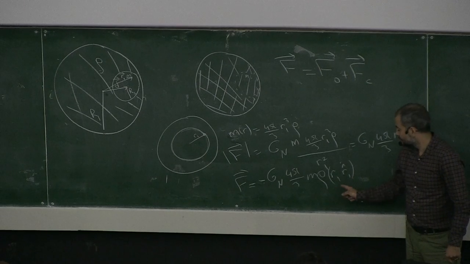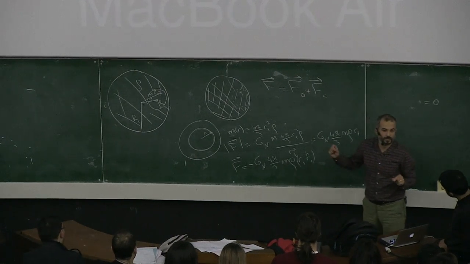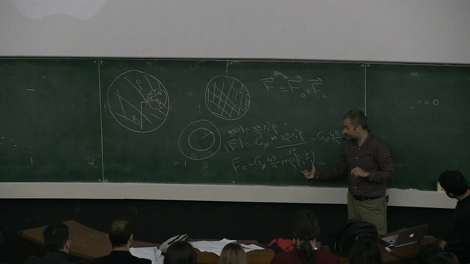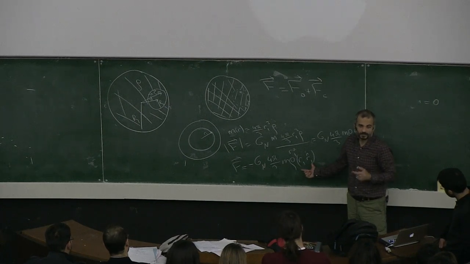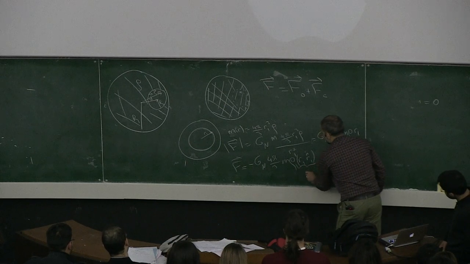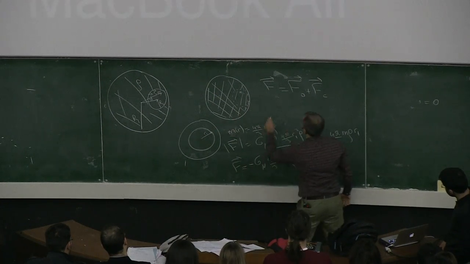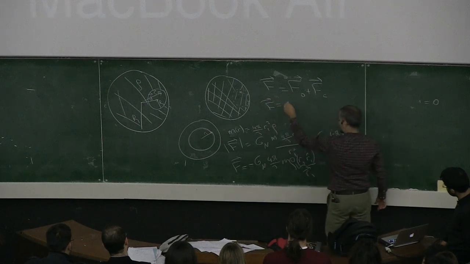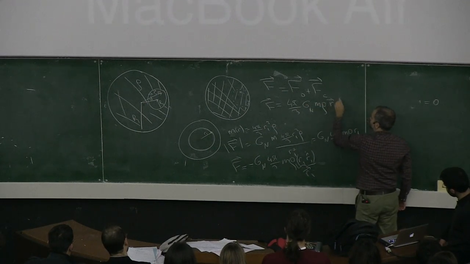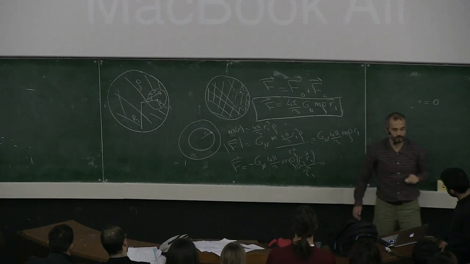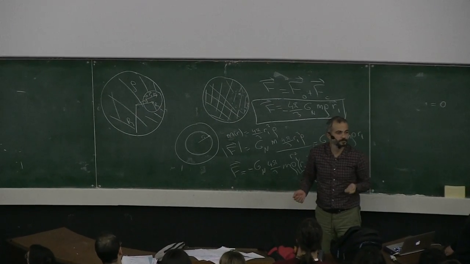Let's look at this vector. R1 hat is a unit vector in the direction that R1 is pointing. R1 is the length of this R1 vector. This product is a vector that points in the direction of the R1 vector, and it has the magnitude of the R1 vector. So this is nothing but the R1 vector itself. So the force due to all of this sphere without the cavity, F, is equal to 4 pi over 3 G_N m rho R1. Any questions up to this point? Minus, you're right. Any other comments?